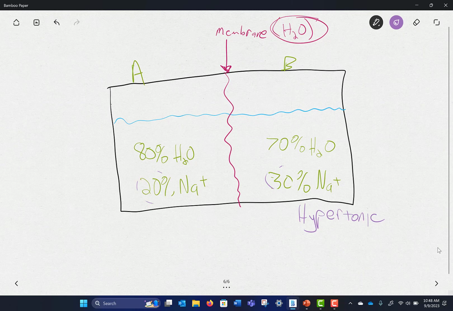Now, solution A has 20. Solution B has 30. 20 is less than 30, so we say solution A is hypotonic to solution B. Solution A by itself is not hypotonic. Solution A is hypotonic to solution B. We are comparing the solute of one solution to the solute of another solution. We have to have those two solutions for them to be anything.